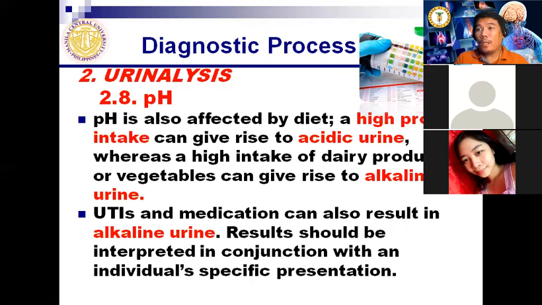If the result of the urine shows acidity or alkalinity, you may ask the client if there's high intake of dairy products such as milk or vegetables as well. And an indicative of alkalinic urine also is urinary tract infection. So for acidic, as what I've told you, it's more on the urinary stones.